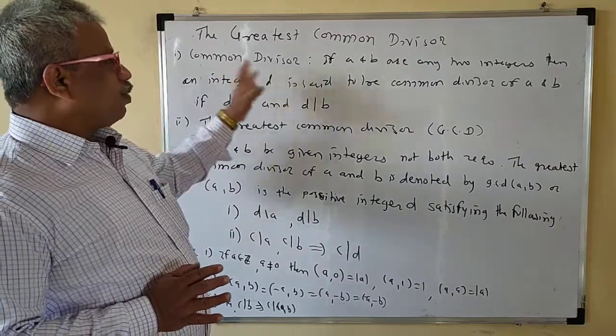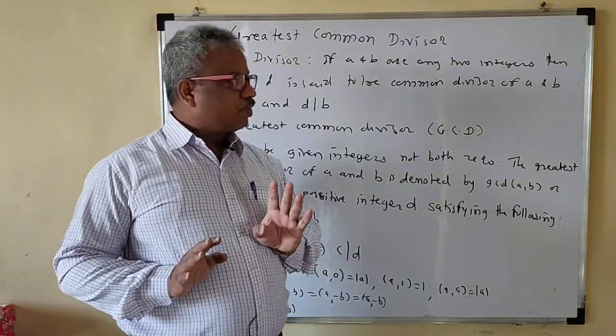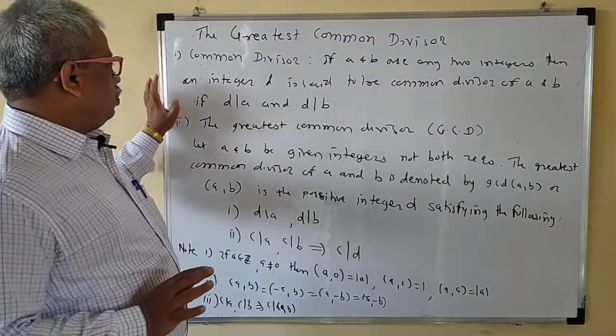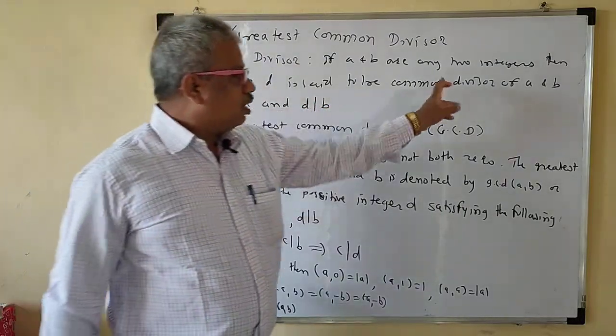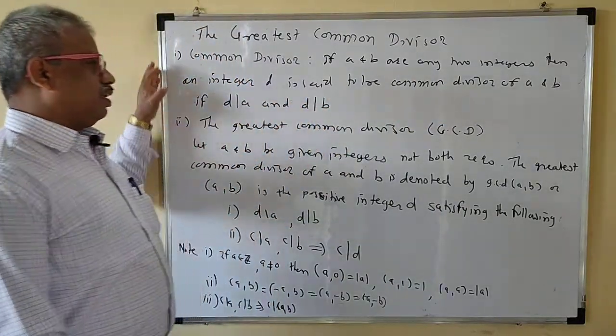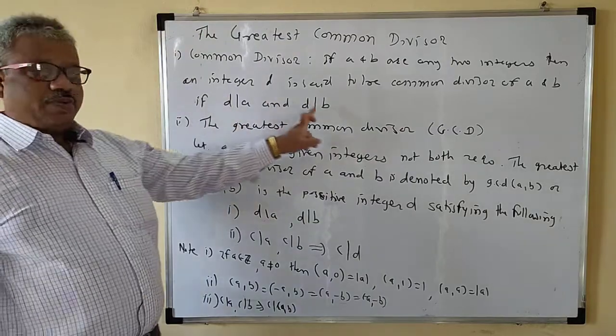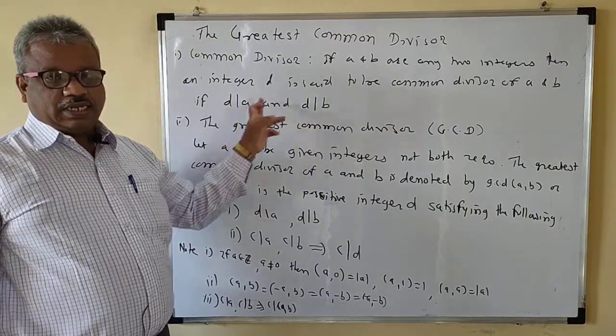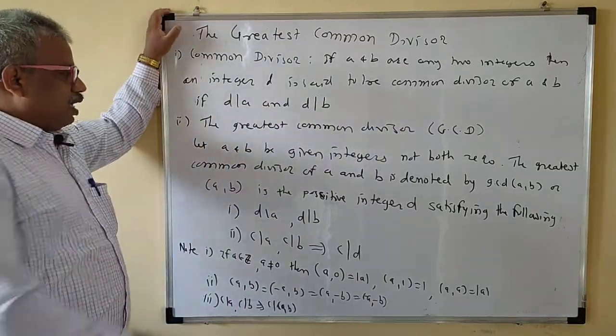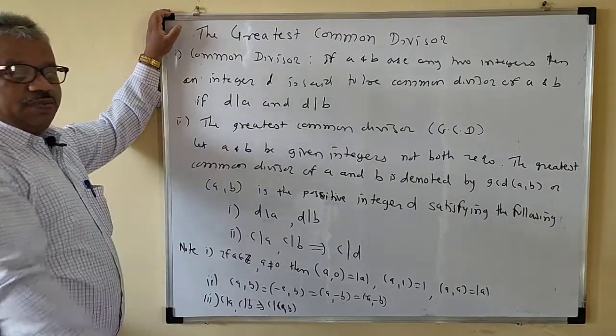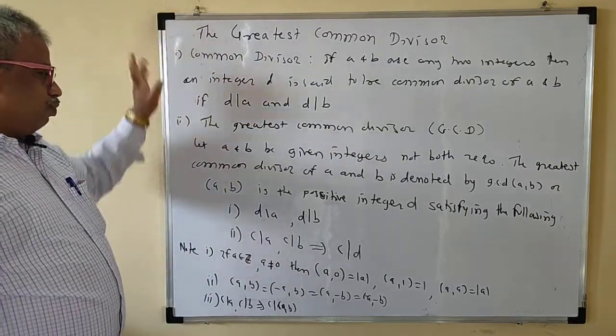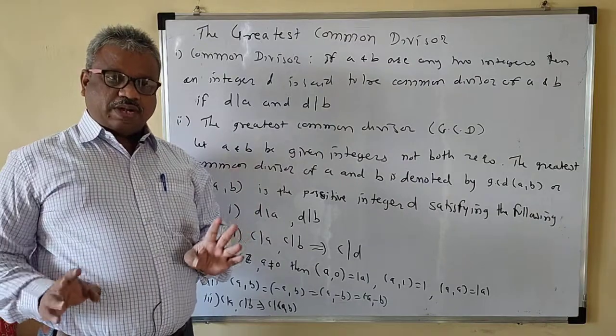Okay, so suppose we have two integers a and b, not both 0. So the integer d is said to be a common divisor of a and b if d divides both. That means d is a divisor of a and b, that is, d divides a and d divides b. Okay, so now we'll see what we mean by greatest common divisor.